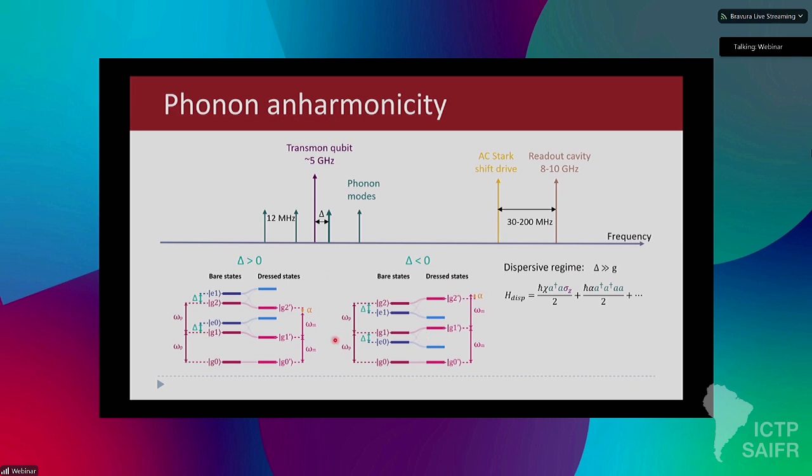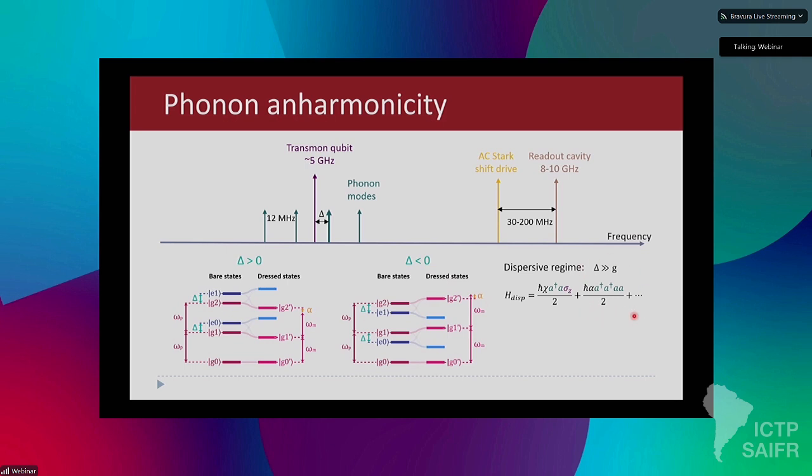And what you get are basically dressed states of the mechanical and the qubit modes. In particular, you can write it as the following. So in the dispersive regime, the Jaynes-Cummings Hamiltonian turns into this dispersive Hamiltonian. Here are two terms that are relevant. The first is the well-known dispersive interaction, which is actually what allows us to, for example, perform measurements of our phonon mode through the qubit.